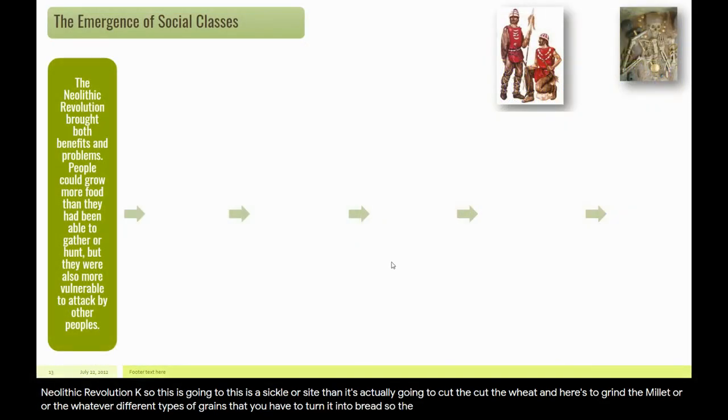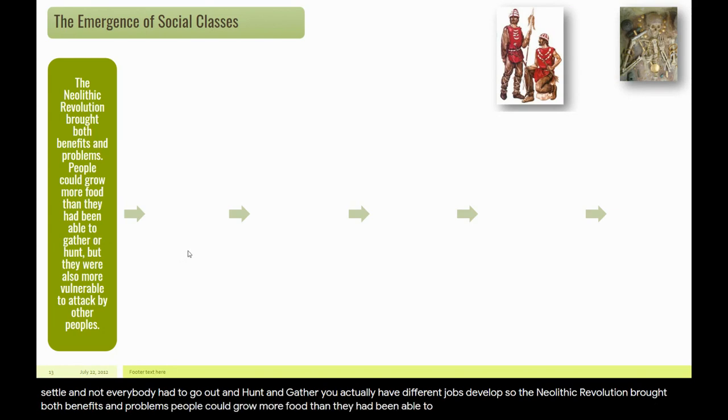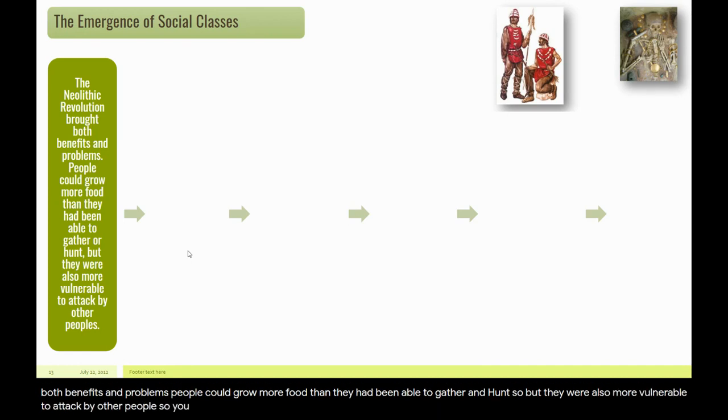So the emergence of social classes. Once they had time to settle and not everybody had to go out and hunt and gather, you actually have different jobs develop. So the Neolithic Revolution brought both benefits and problems. People could grow more food than they had been able to gather and hunt. But they were also more vulnerable to attack by other people. So you had people who started to settle together. You had villages, and those were kind of easy targets for people who were still hunting and gathering.